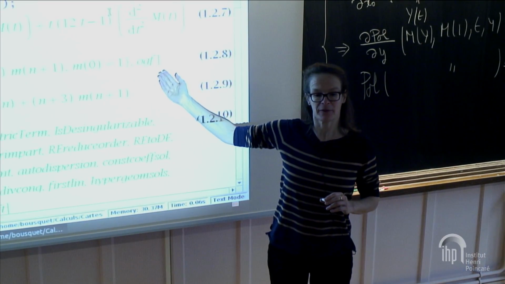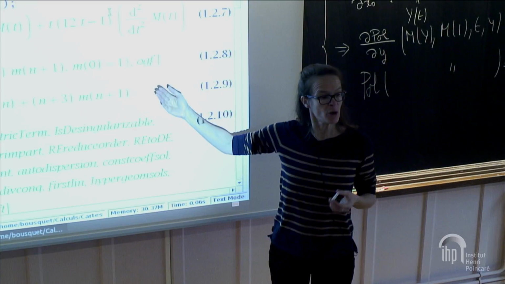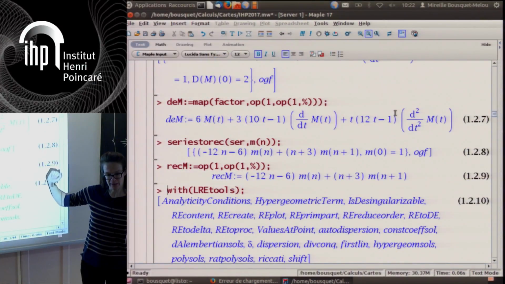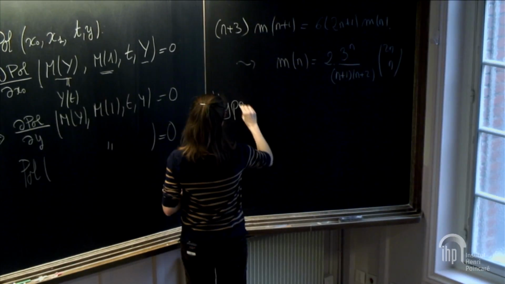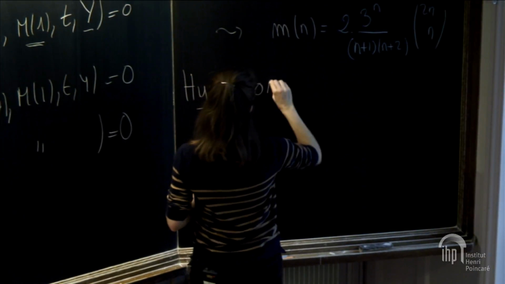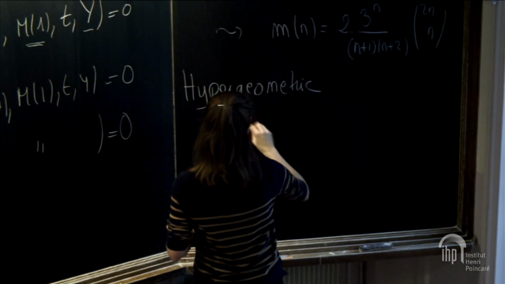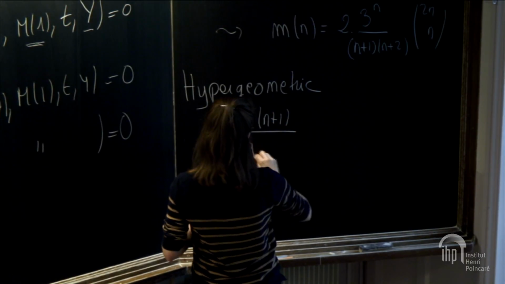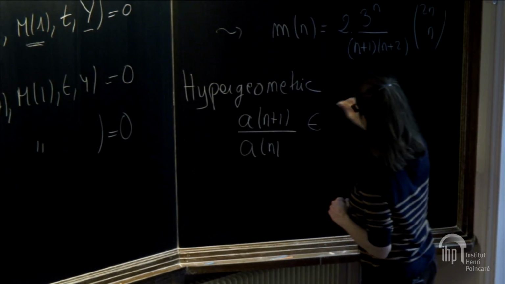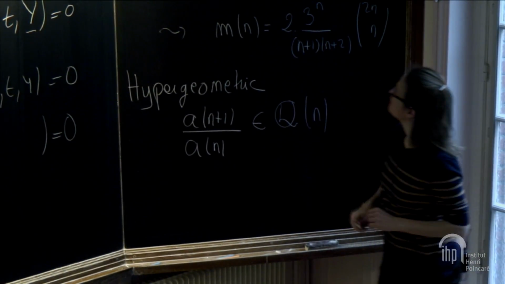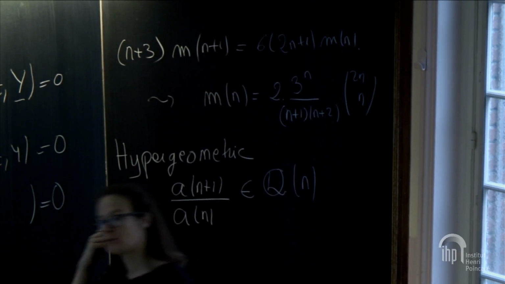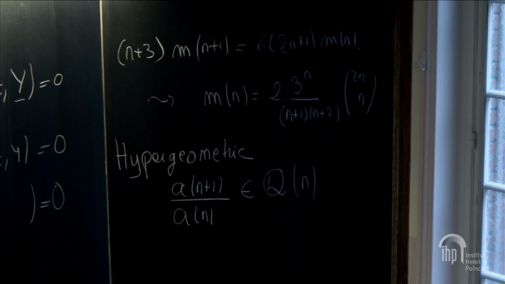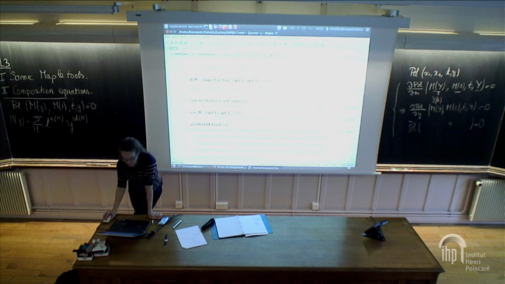So imagine you had found something of order 2, and you still hope that maybe your numbers are nice. And by nice, I mean hypergeometric. What it means is that a sequence is hypergeometric if the ratio of two consecutive terms is a rational function in n. So obviously, this is the case here. So you also have in Maple a useful command which computes hypergeometric solutions of any linear recurrence relation.